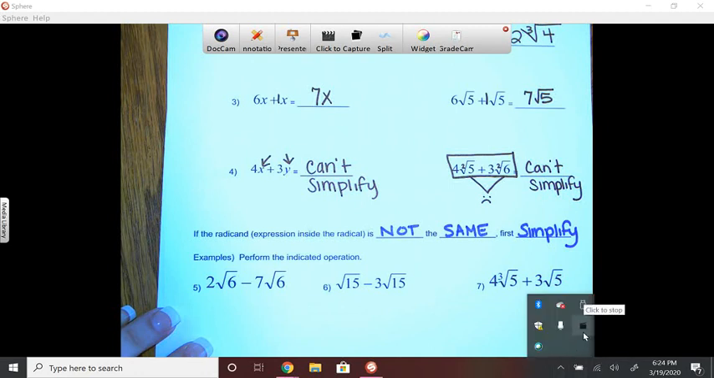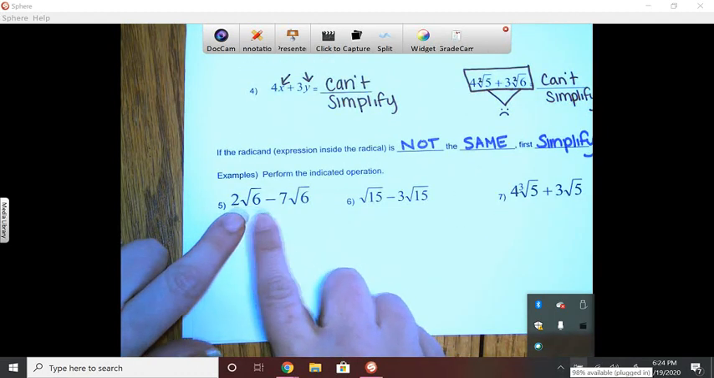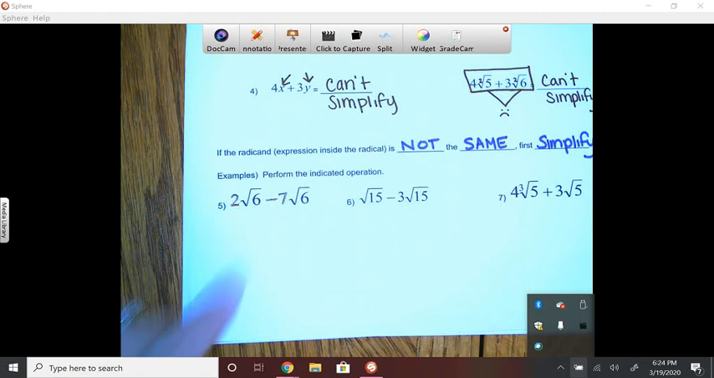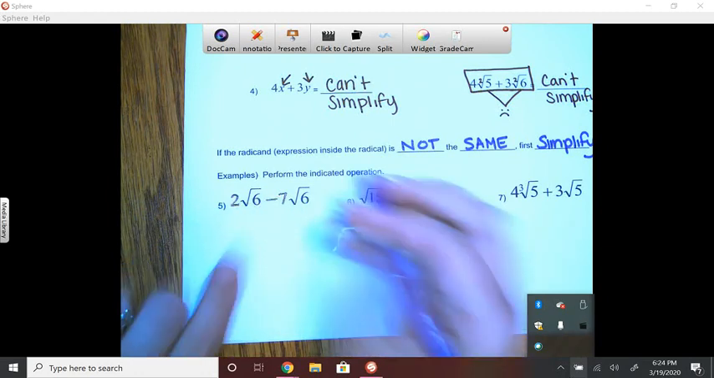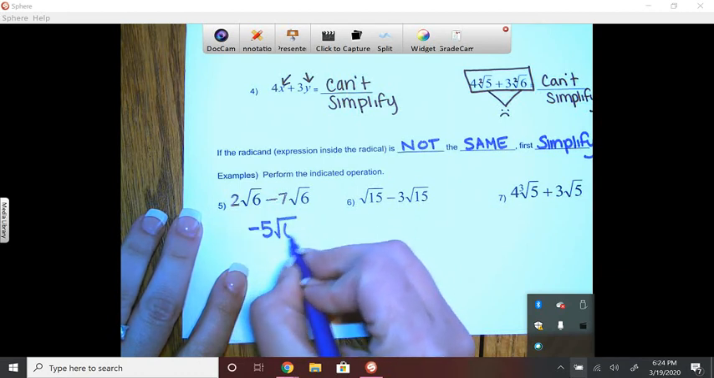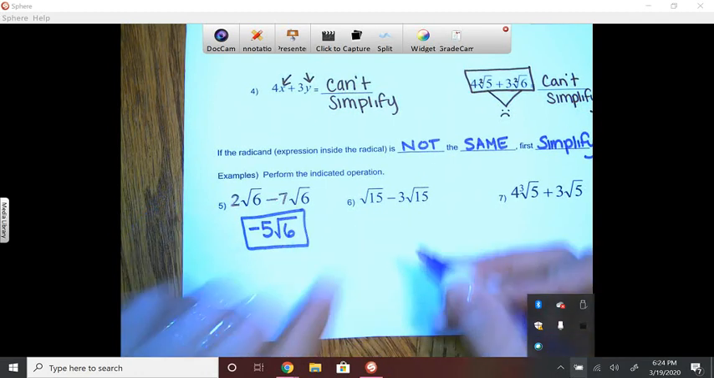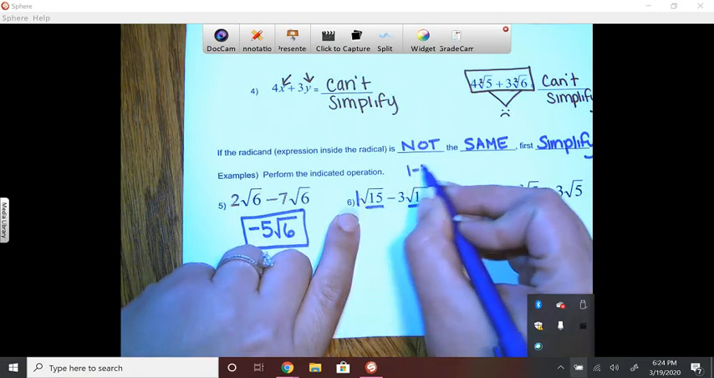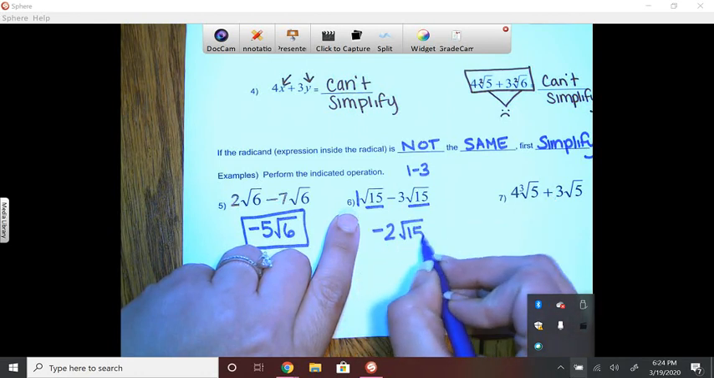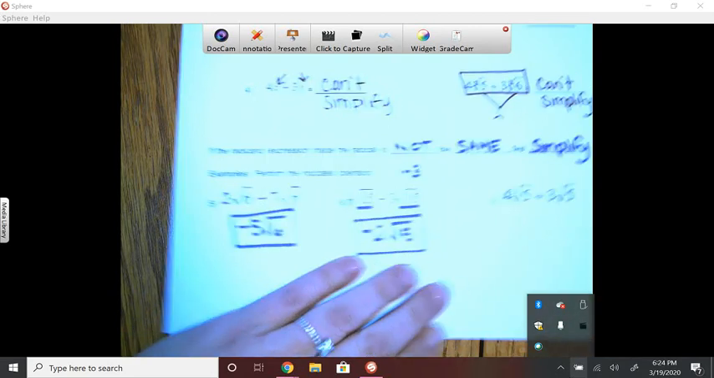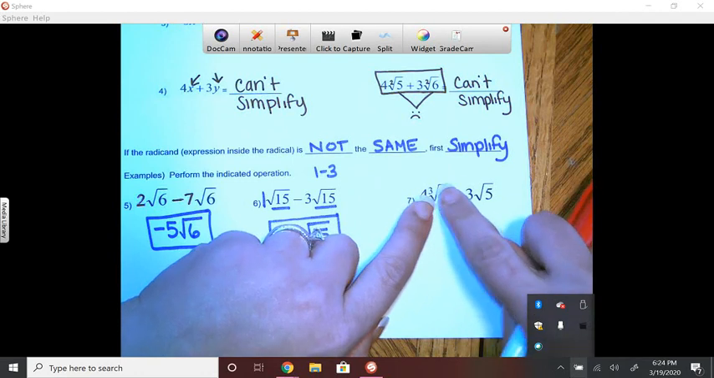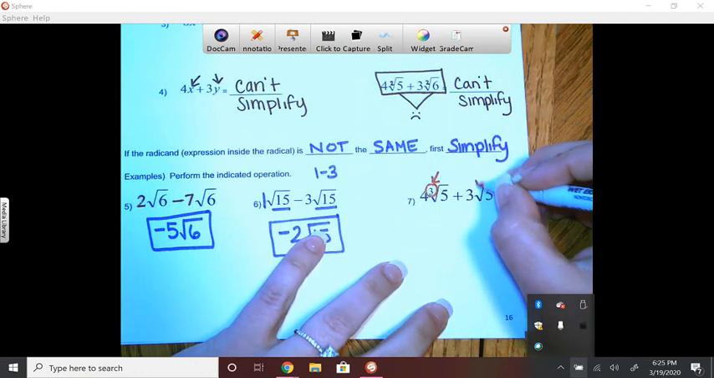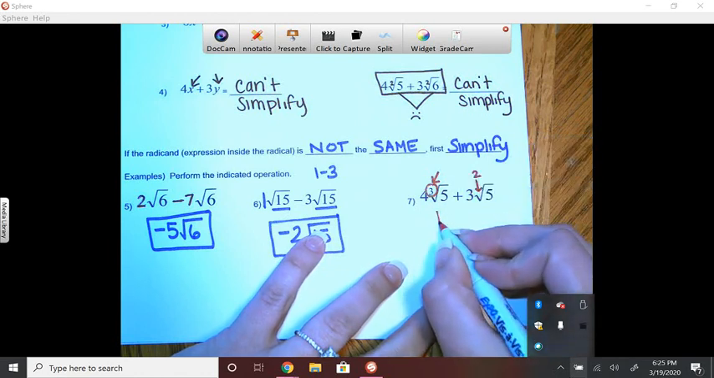Let's do a couple more examples. If we have 2 rad 6 minus 7 rad 6, we would do 2 minus 7, and we can do that because they're like radicals. 2 minus 7 is negative 5, and we keep the rad 6. If we have 1 rad 15 minus 3 rad 15, since these match, we do 1 minus 3, which is negative 2 rad 15. Over here we have 4 times the cube root of 5 plus 3 times the square root of 5. Since the index here is a 3 and this one is a 2, they don't match, so this can't be simplified.